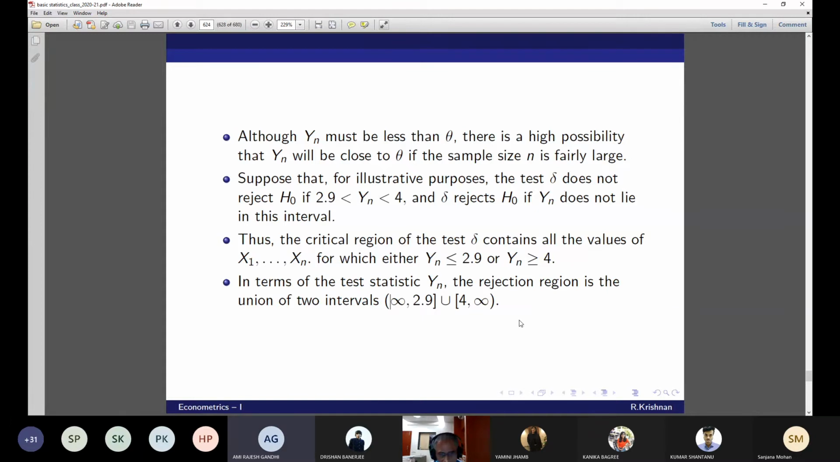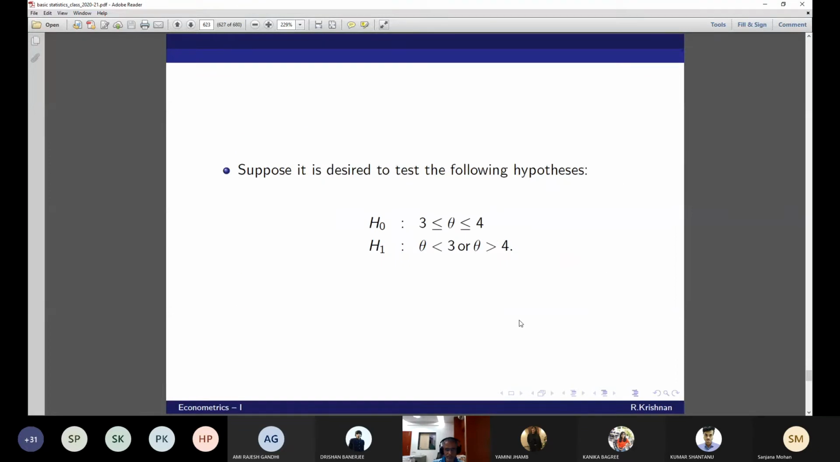Sir, could you explain the first bullet point? Yn must be less than theta. There's a high possibility of that. I'm proposing this to be theta, for example, 3, the lower bound. Can you say it's a lower bound?